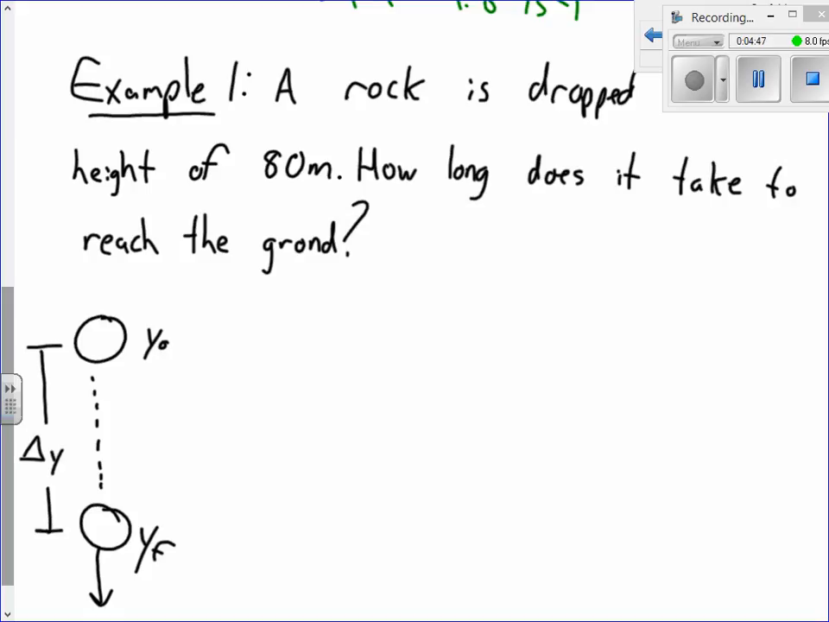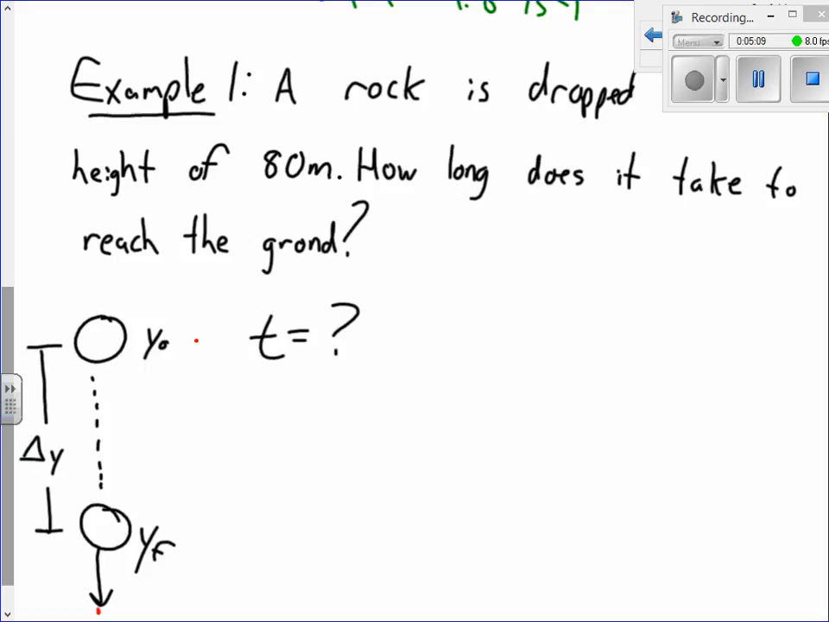So that gives us a nice visual of what's happening. The object starts up here with a velocity of 0. It drops all the way to the floor, and right before it hits the floor, it has some finite velocity. So we can figure everything out from there. Asking us for time, so I'll label it as such.